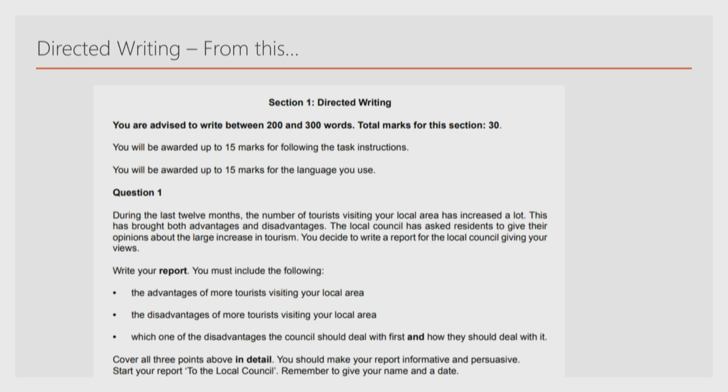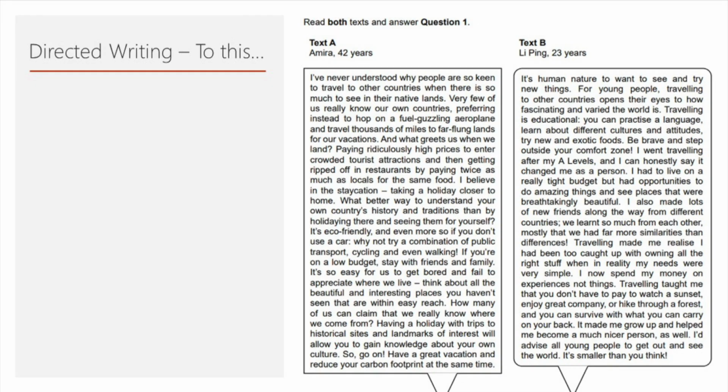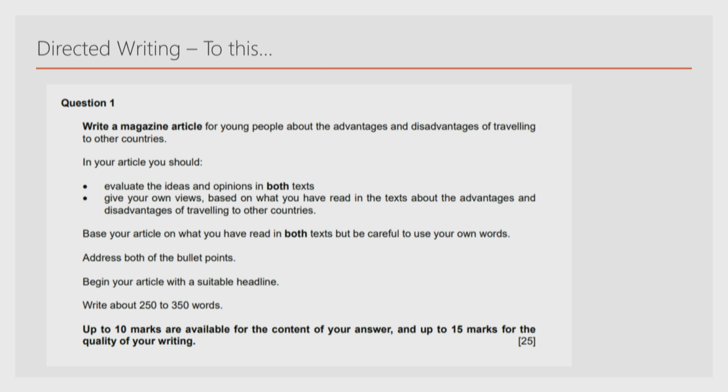Here is an example of what the directed writing task used to look like. And here is an example of how the task looks now. As we can see here, candidates are given 2 contrasting points of view on a topic. They are expected to read the materials and draw out relevant information to write the given task. In this case, candidates would write a magazine article, drawing on the information given, evaluating it, and then express their own views on the issue.